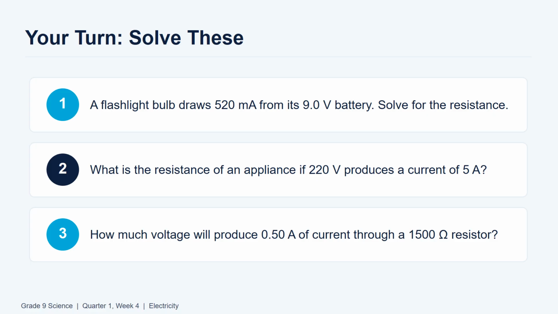Here are the answers. For number 1, the resistance is about 17.31 ohms. For number 2, the resistance is 44 ohms. And for number 3, the voltage is 750 volts. Check your work against these answers and review any step where your answer didn't match.